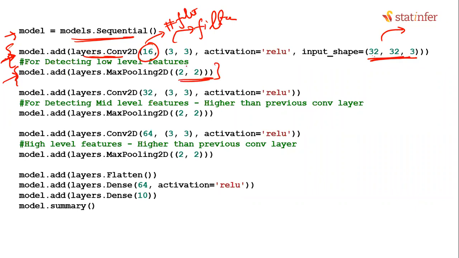After that, mid level features. Now someone else try to explain this: 32, 3 cross 3. What does this mean? 32 comma 3 cross 3. What does this mean?